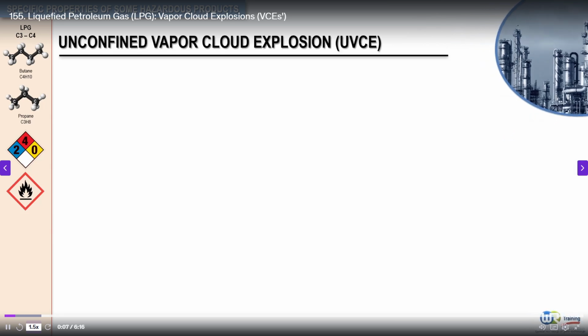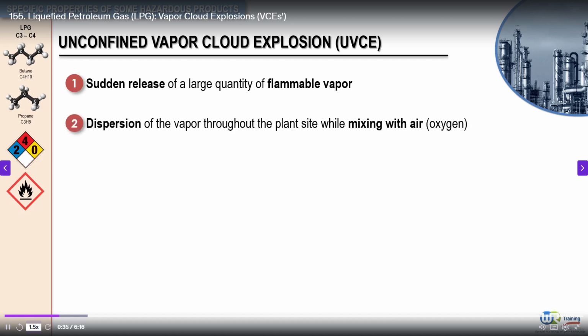The most dangerous and destructive explosions in the chemical process industries are unconfined vapor cloud explosions. These explosions occur in a sequence of steps. First, sudden release of a large quantity of flammable vapor. Typically, this occurs when a vessel containing a superheated and pressurized liquid ruptures. Then, dispersion of the vapor throughout the plant site while mixing with air. And next, ignition of the resulting vapor cloud, leading to a fire and/or explosion.